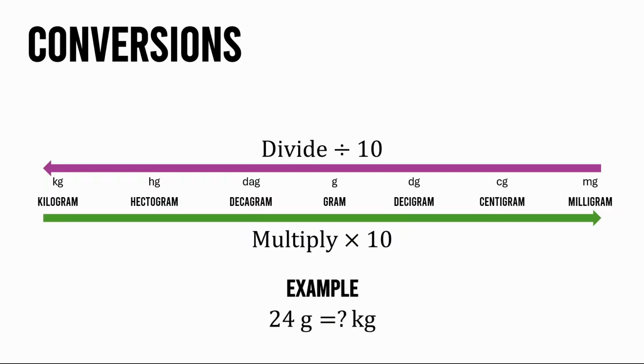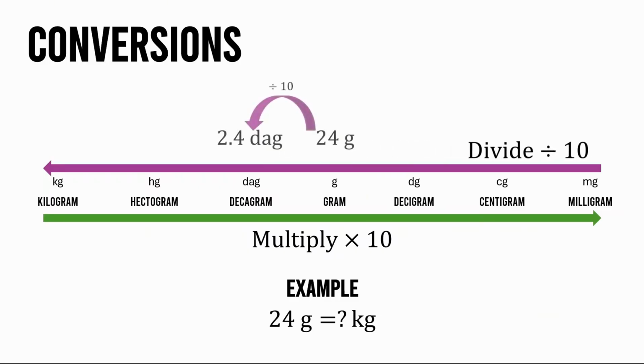In this example, we want to convert 24 grams to kilograms. Here the question mark indicates that we do not yet know the resulting value. Let's start from the unit of gram, and we take a step to the left to reach the decagram. To do this, we divide our 24 grams by 10, which is 2.4 decagrams.